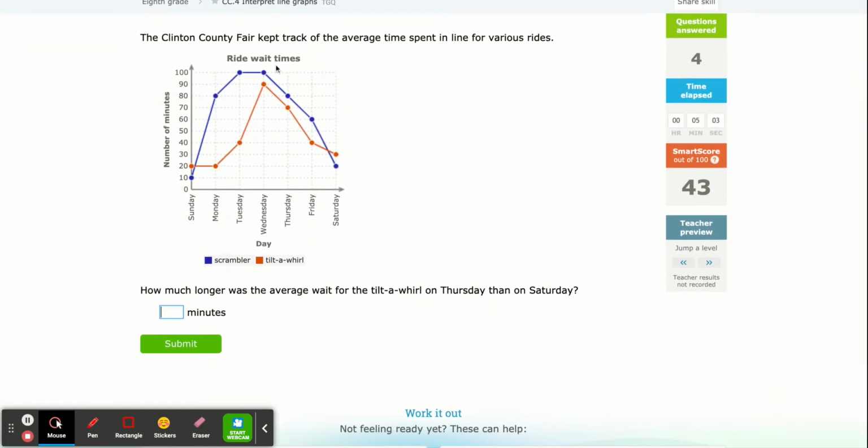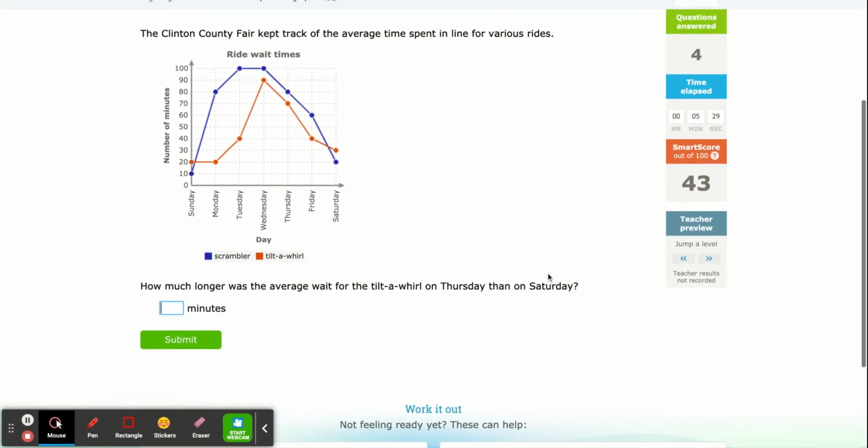Now we've got two line graphs, so we have to be a little more careful. There's more information. Just like the last lessons, there's sometimes more information than you need. The Clinton County Fair kept track of the average time spent in line for various rides. Ride wait time. The blue is the scrambler ride. The orange is the tilt-a-wheel. And now the question says, how much longer was the average wait for the tilt-a-wheel on Thursday than on Saturday?